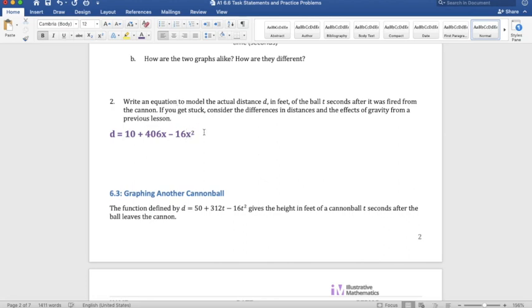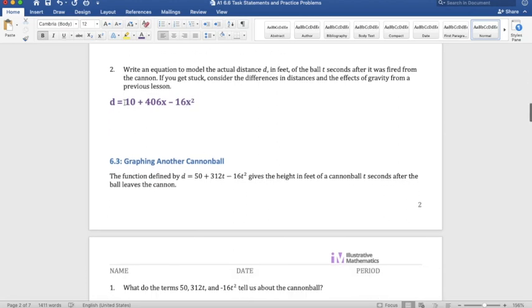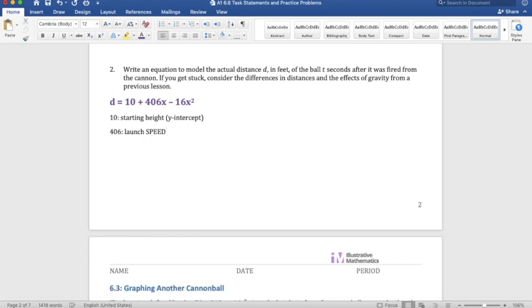So here's what the equation's really going to give you. There's three different pieces of this equation, and it looks scary, don't get me wrong, I understand this is a weird looking equation, but these three things are all unique numbers. So, 10 tells us the starting height. It is also our y-intercept. The 406, what was the significance of that 406? That was the launch speed. All right. And then the negative 16 is the effect of gravity.